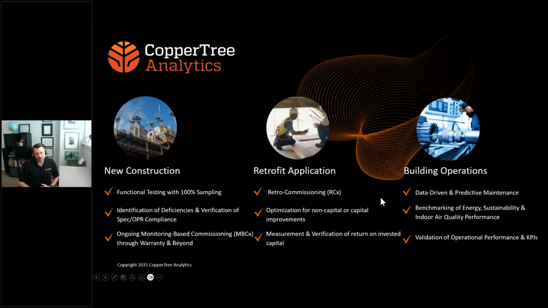Coppertree typically finds ourselves deployed into 3 main buckets of clients. More and more, obviously, we're doing new construction. ACX, or automated commissioning and functional testing, definitely fits into the new construction bucket, and we'll be speaking about that and how it helps with that phase of a building's life cycle.